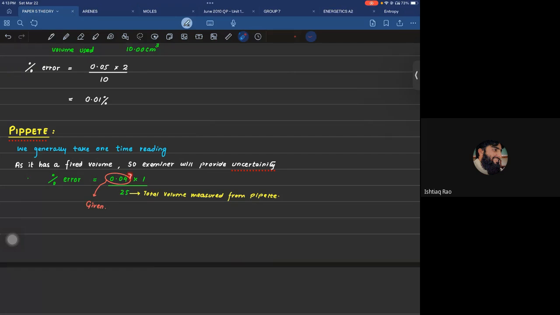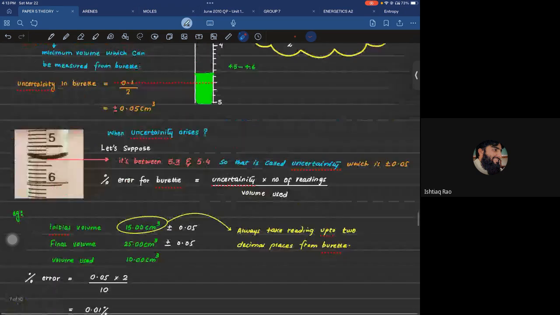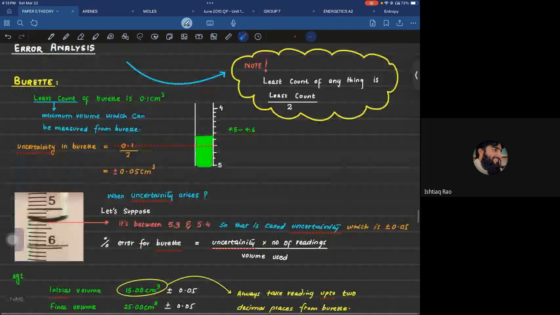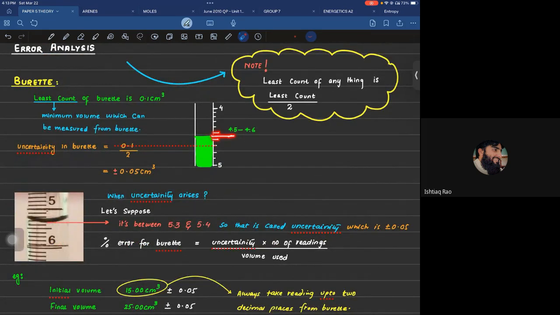This uncertainty would be given to you. I don't know it, because when you see the pipette, you will not see any markings like on a burette. So how can I tell you what the uncertainty should be in that case? In a burette it was easier to find: if you are getting a volume between 4.5 and 4.6, that is your uncertainty, and you are supposed to divide this by 2.